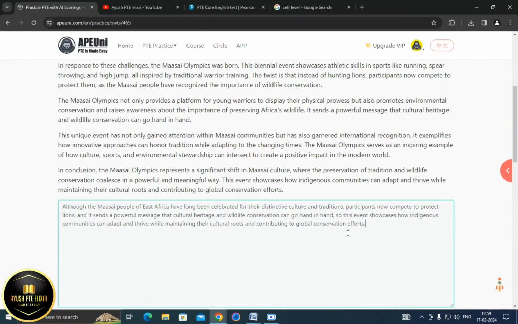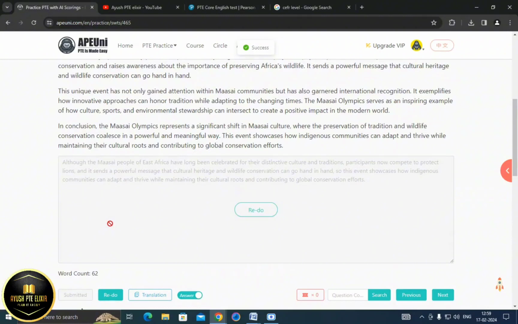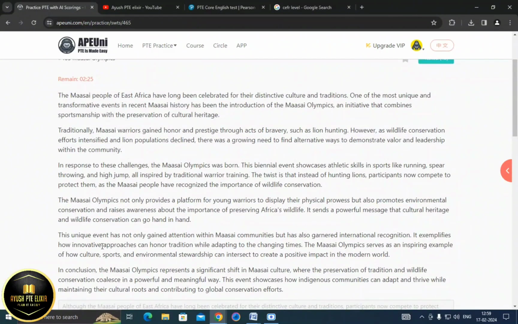And always put a full stop at the end and then submit it. We cannot check it out because I don't have the VIP subscription on this ID for the moment, but definitely it's correct and it's the best technique to use for your 58 plus score, or sometimes you can even get 65 as well if your content is good.